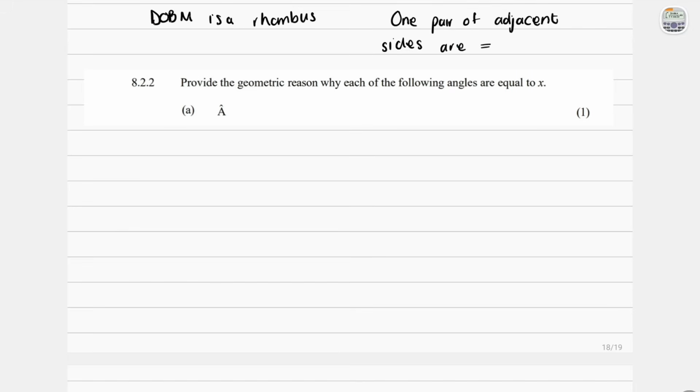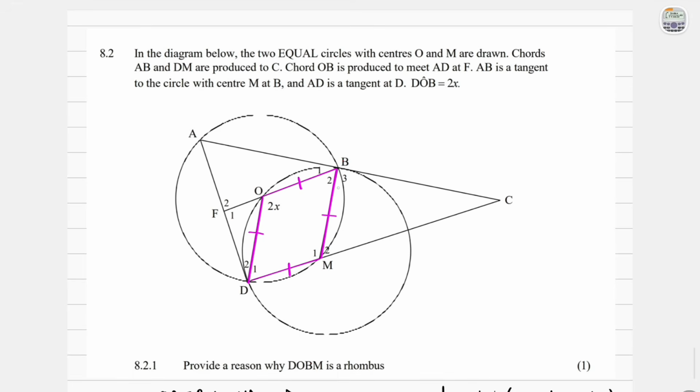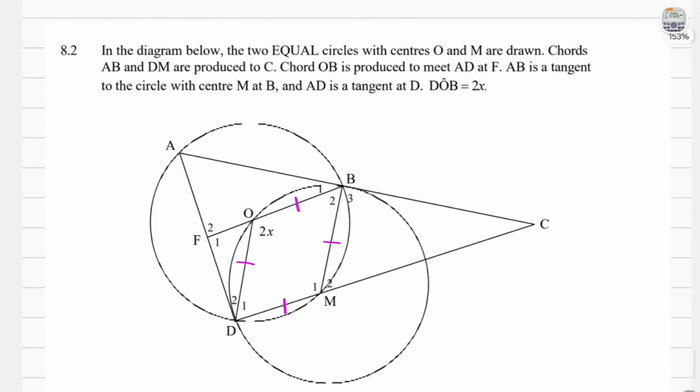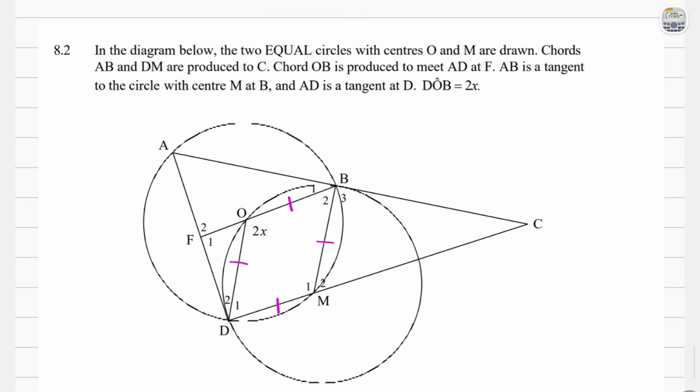Question 8.2.2 says, provide the geometric reason why each of the following angles are equal to x. And the first one is angle A. So let's look at angle A. I don't really need these lines anymore. Angle A, that one is quite simple. You see how they usually have, depending on what you have to prove.